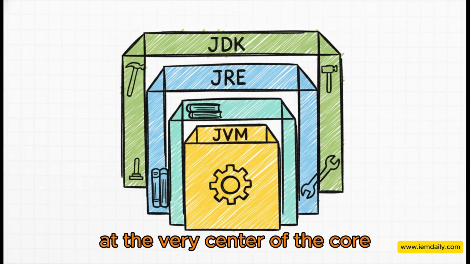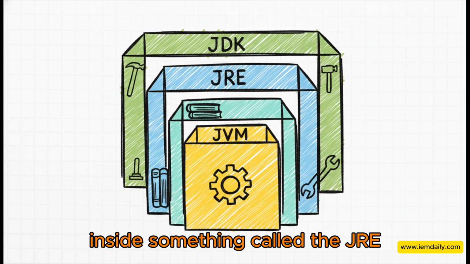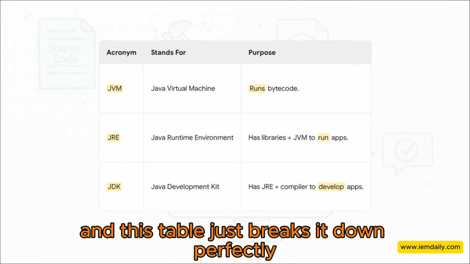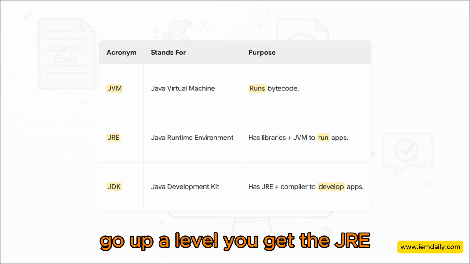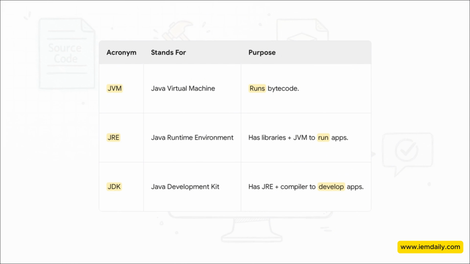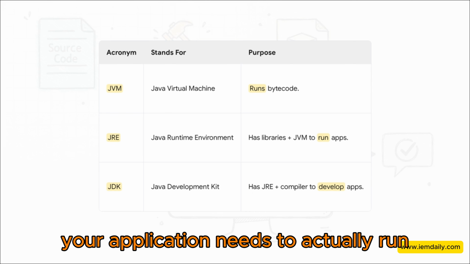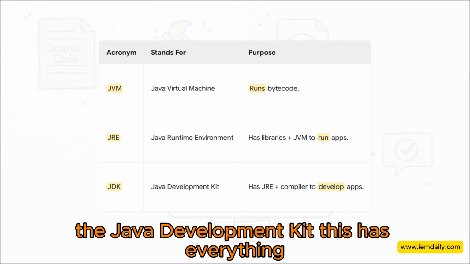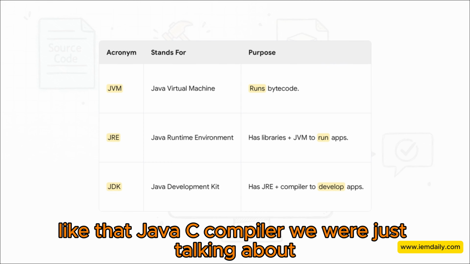At the very center, the core, you've got the JVM. That's the engine. That JVM is then contained inside something called the JRE, and the whole JRE is contained within the JDK. And this table just breaks it down perfectly. At the bottom, the JVM, its only job is to run the bytecode. Go up a level, you get the JRE, the Java Runtime Environment. This gives you the JVM plus all the libraries and other files your application needs to actually run. And then at the very top, you have the JDK, the Java Development Kit. This has everything in the JRE plus the extra tools you need to develop applications, like that javac compiler we were just talking about.